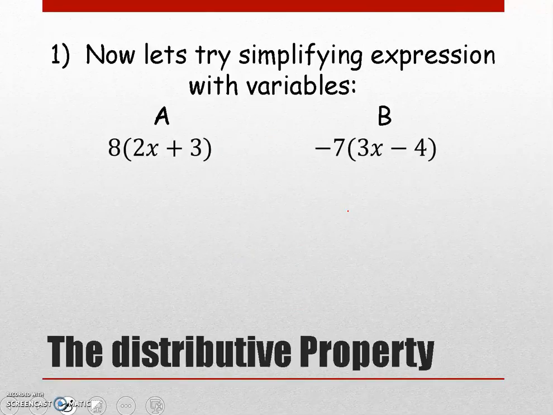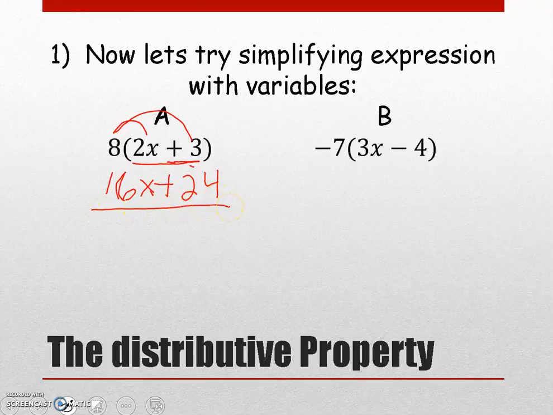Here we have 8 times the quantity 2x plus 3. But I can't multiply those together because I can't add 2x plus 3. But what I can do is I can multiply the 8 times the 2x, which is 16x, and then I can take 8 times 3, which is 24. And so this simplifies to 16x plus 24.